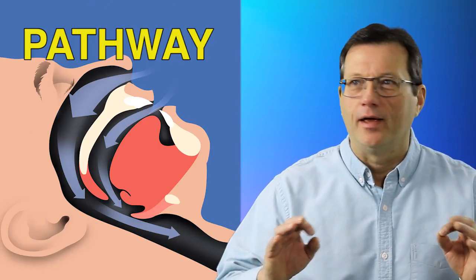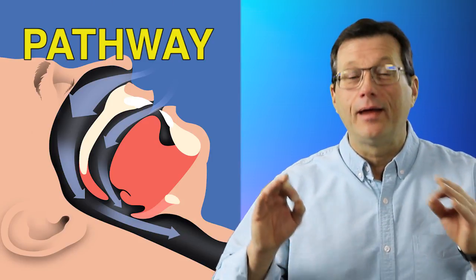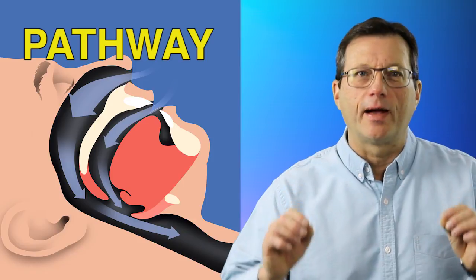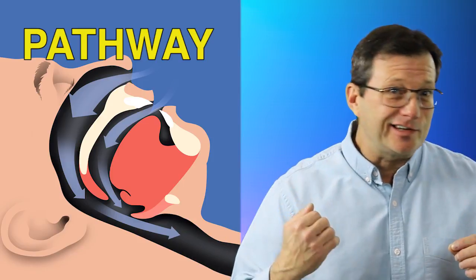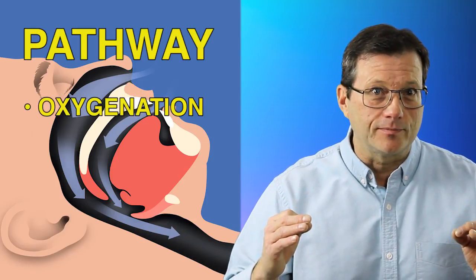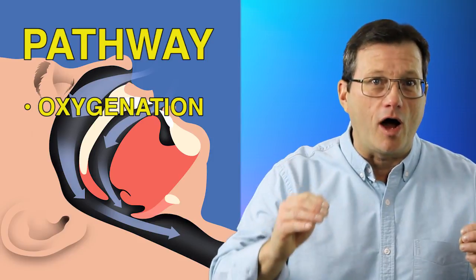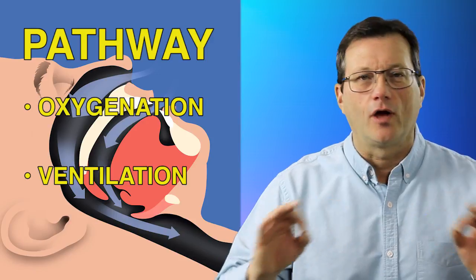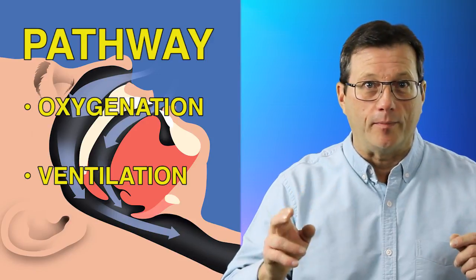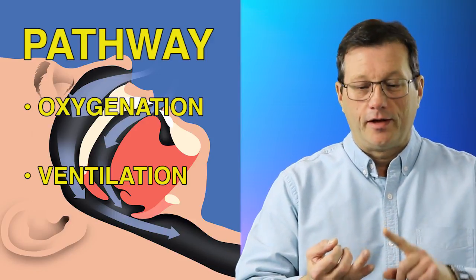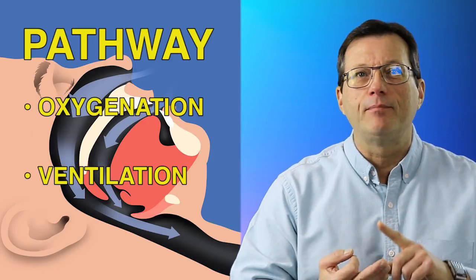Okay, the airway. What is an airway? I think of it as a pathway. That's all it is. Airway, pathway. And what we're talking about is a pathway to get air into the child, oxygenation, and a pathway to get air out of the kid or blow CO2 off, ventilation. That's all we're talking about. Is this pathway open? Is it secure? Can it be maintained? So we're assessing the airway.